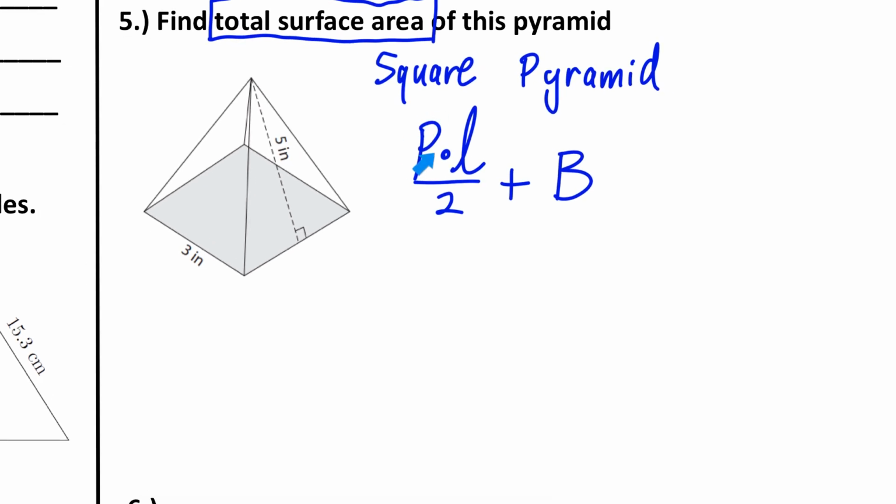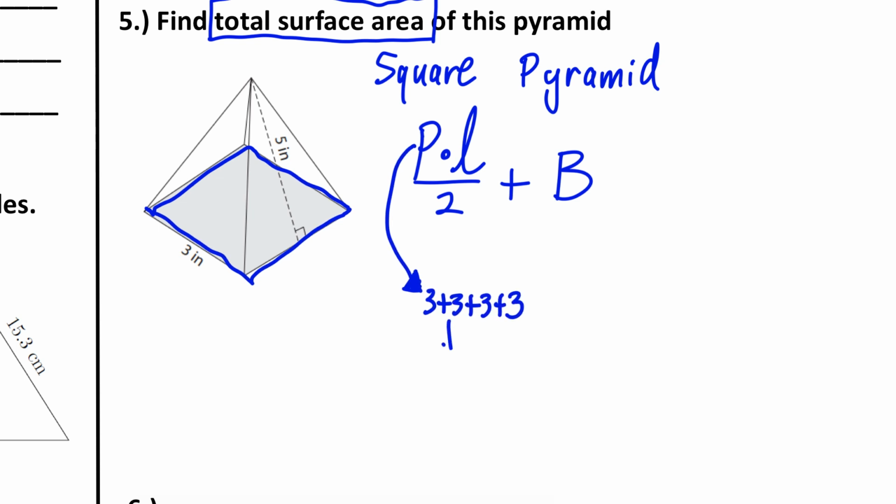So again, what does this capital P stand for? Perimeter of the base. How are we going to find the perimeter of this base? 3 plus 3 plus 3 plus 3, which is 12. Okay, the slant height. What's the slant height for this thing? 5. It just gives it to us on this one.